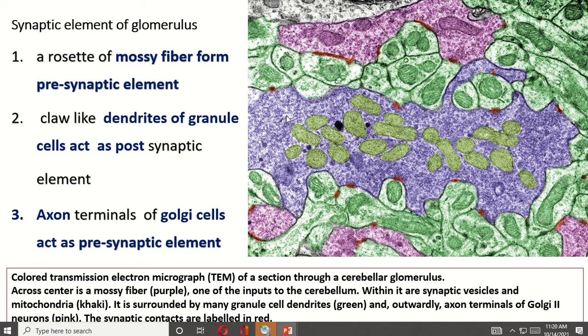So these presynaptic elements secrete neurotransmitter, and the dendrites of the granule cell contain neurotransmitter receptors, which bind with the neurotransmitter, and the action potential of the mossy fiber or Golgi cell is transmitted to the granule cell.